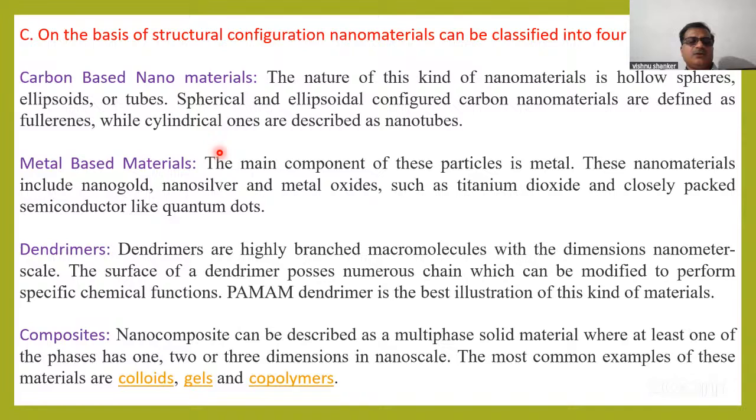Another classification is based on the type of structure configuration. One is carbon-based nanomaterials, where the basic unit is carbon. Then metal-based nanomaterials, like silver nano and metal oxide nanoparticles. If it has a dendrimer-type structure, you call it dendrimers. And if more than one material is mixed together chemically, you call it a composite, a nanocomposite material.